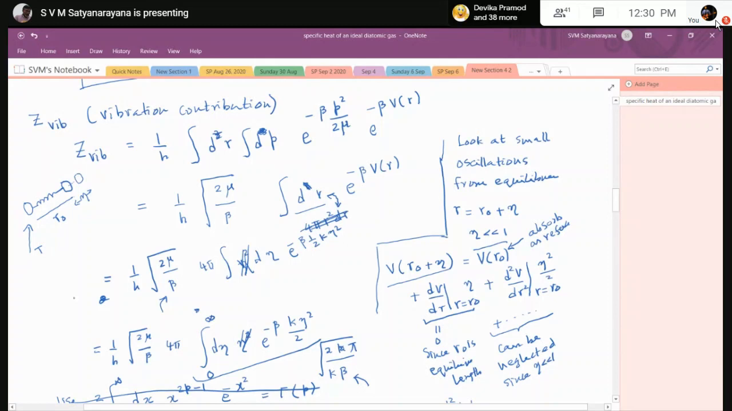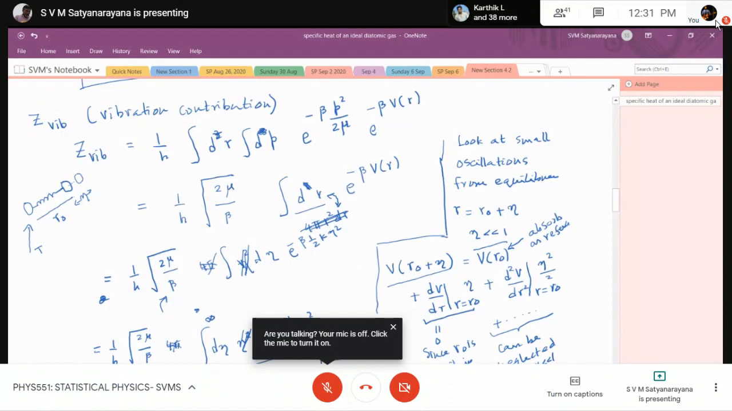Sir, then here the 4 pi terms shouldn't be there, right? Yeah, this should not be there. But I don't think you should worry about it because I am only looking at the beta part here. But strictly speaking, you are right.